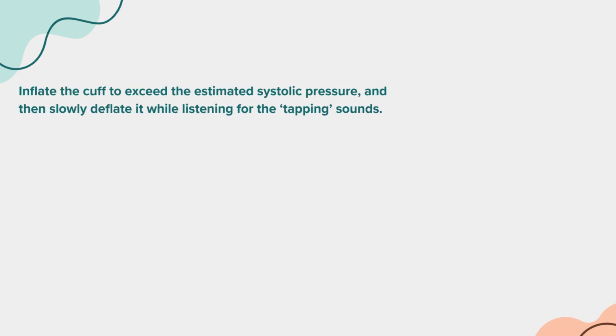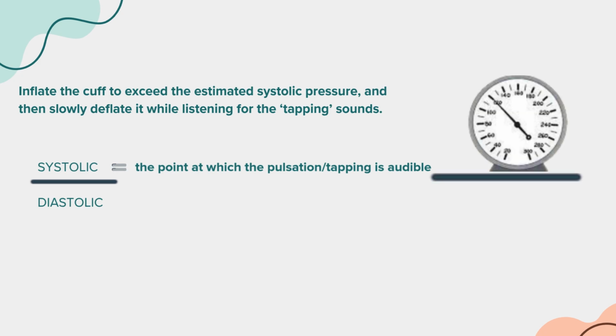Inflate the cuff to exceed the estimated systolic pressure, and then slowly deflate it while listening for the tapping sound. Systolic is the point at which the pulsation, tapping, is audible. Diastolic is the point at which the sounds disappear.